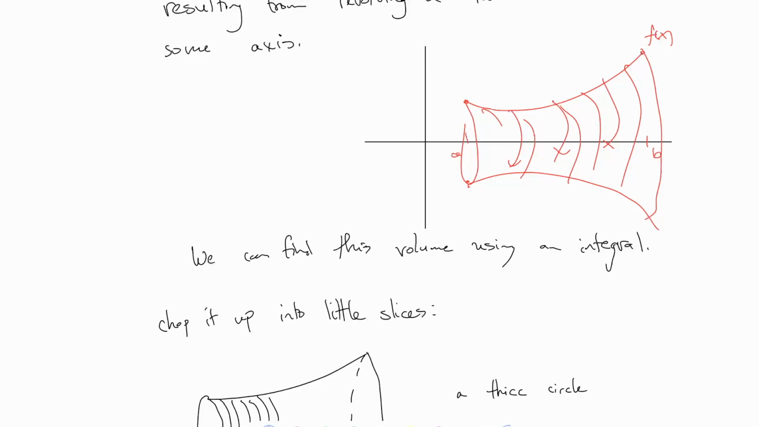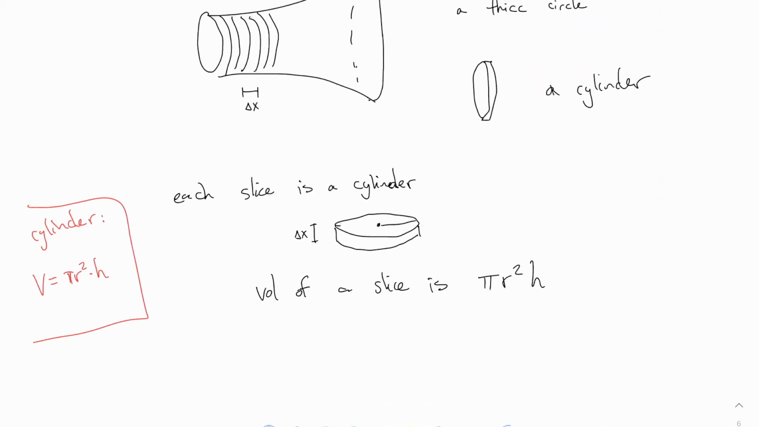R is just the distance, on our original picture, from the middle up to the edge. That is the height of the function, the y value, which is f of x. So on this picture, that distance right there is f of x. It's now sideways, but it came from a vertical distance from the axis of rotation up to the curve. So the volume of a slice is pi r squared h, which is pi times f of x squared times delta x.